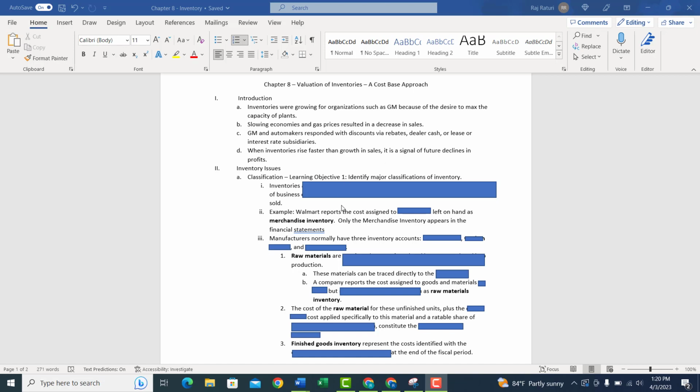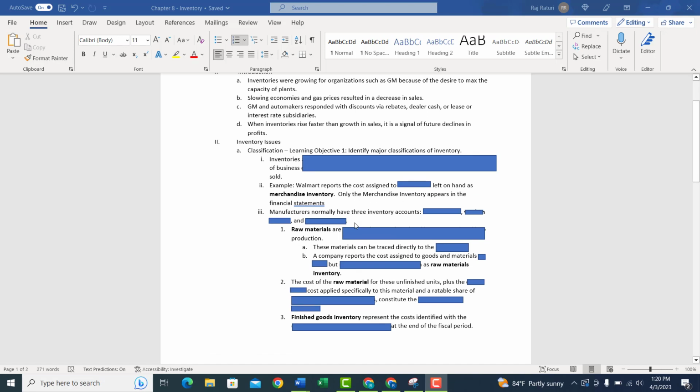So inventory is held for sale in the normal course of business, and it's used and consumed in production. So inventory can still be used and consumed in production. Walmart reports the cost assigned to unsold goods left on hand as merchandise inventory. And that's how it appears on the financial statements.